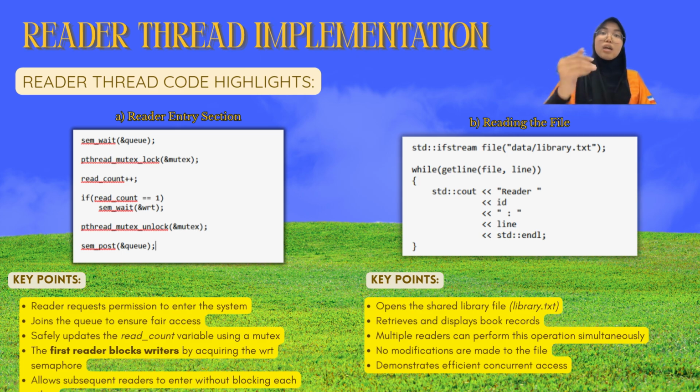On the right side, we have the actual reading section. The code opens our shared file, library.txt, and reads through it line by line using a while loop. Each reader prints out the book records it finds. The important thing to note here is that multiple readers can run this section at the same time. They are all reading the same file concurrently, and since no one is writing, there's no conflict. This is what makes the reader-writer model efficient.